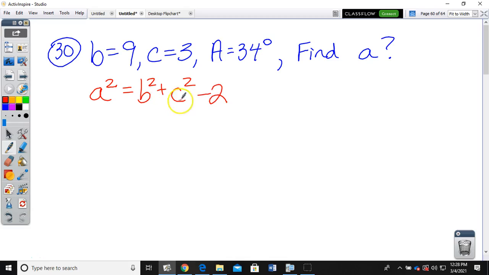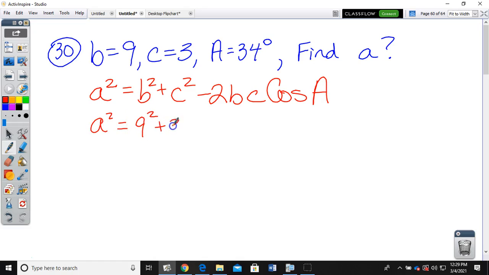Minus 2. Whatever two letters I used here, I use them again. And then the cosine, because it's the law of cosines of A. The first letter and the last letter have to match on the law of cosines. Okay? And from there, it's just plugging in. A squared equals B is 9 squared plus 3 squared minus 2 times 9 times 3 times the cosine of A, which is 34 degrees.